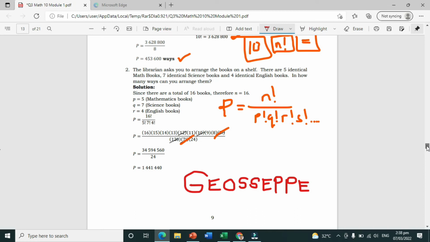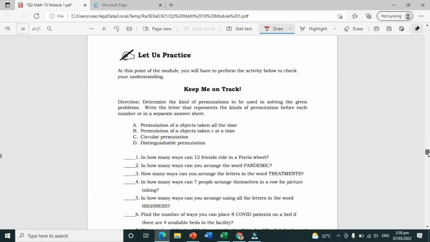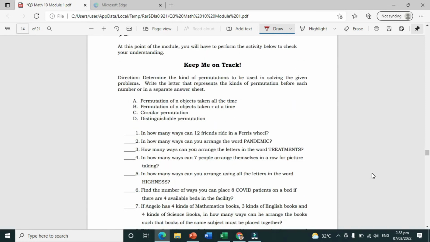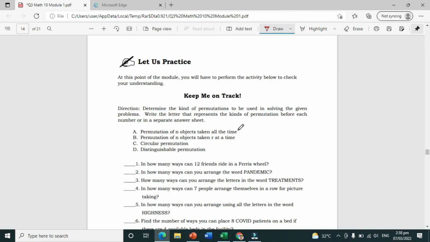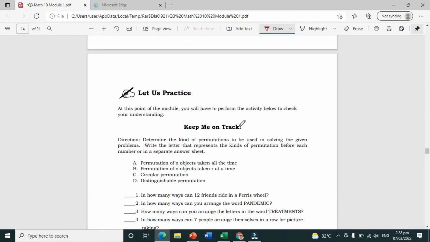Okay? Okay, so let's proceed. So let us practice. Dito na tayo sa next part ng module. In how many ways? You have to identify lang daw. Determine the kind of permutation. Write the letter that represents the kind of permutation of each number on a separate sheet or answer sheet.